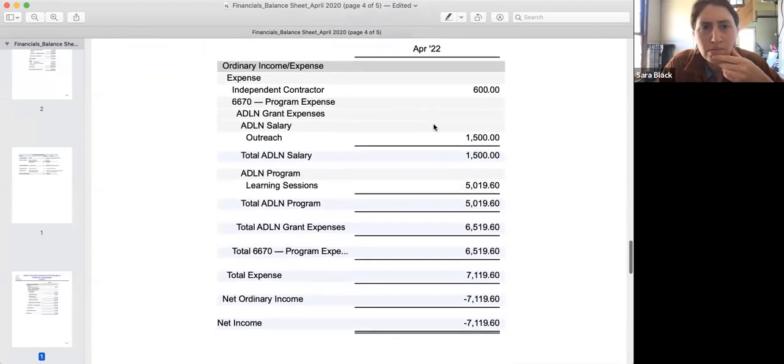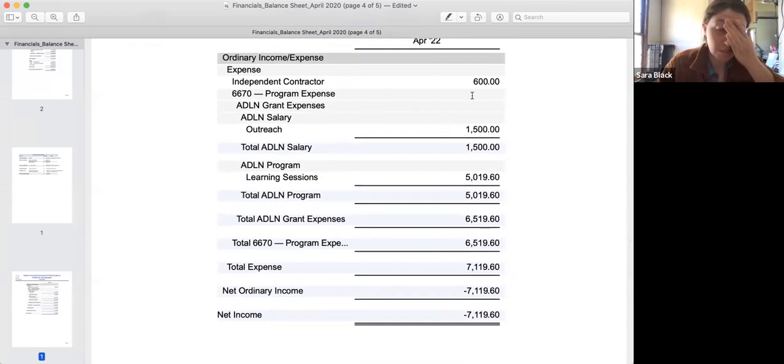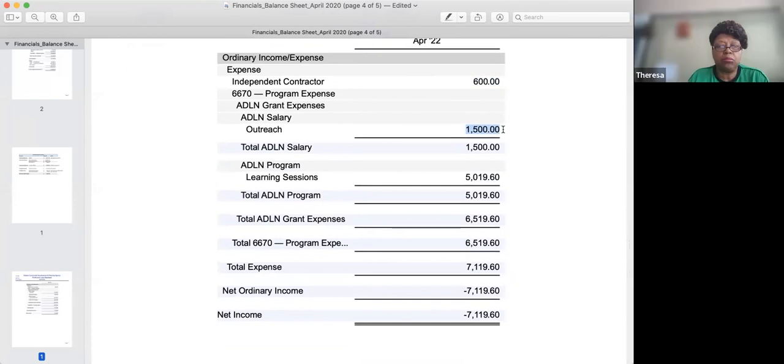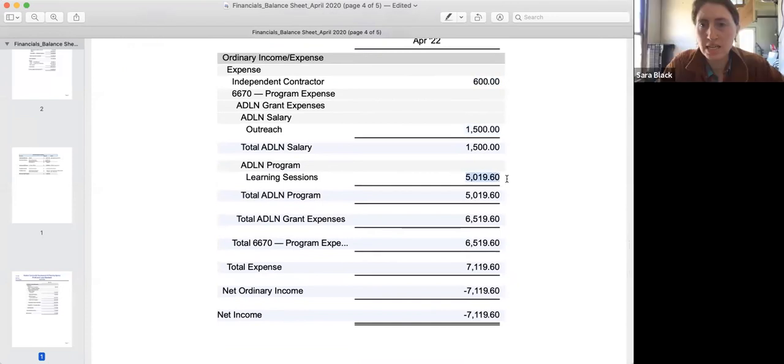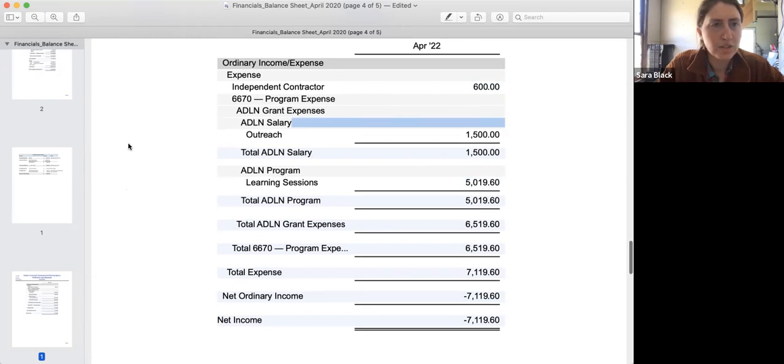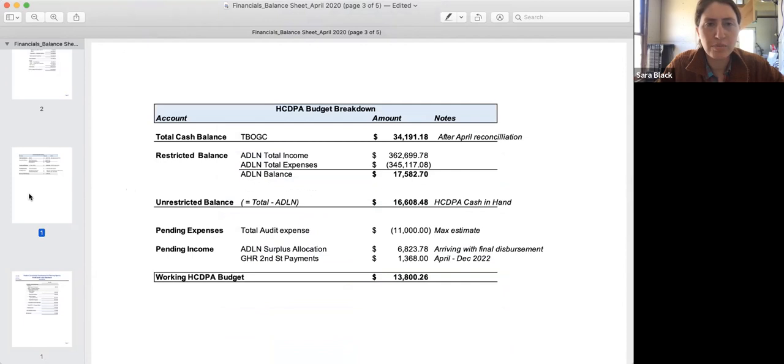The expenses that we had last month were my independent contractor's expenses. And then this was an expense for the designer that we contracted with. And then the remaining payments on the learning sessions, that program is now complete. So we spent $7,000. The only bit of that money that was from our unrestricted funds balance was the $600. That was for me. And I also prepared a breakdown for the board.